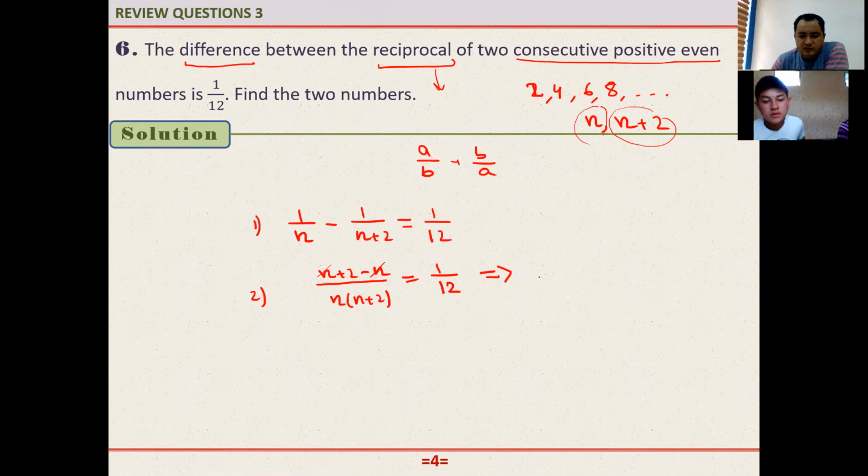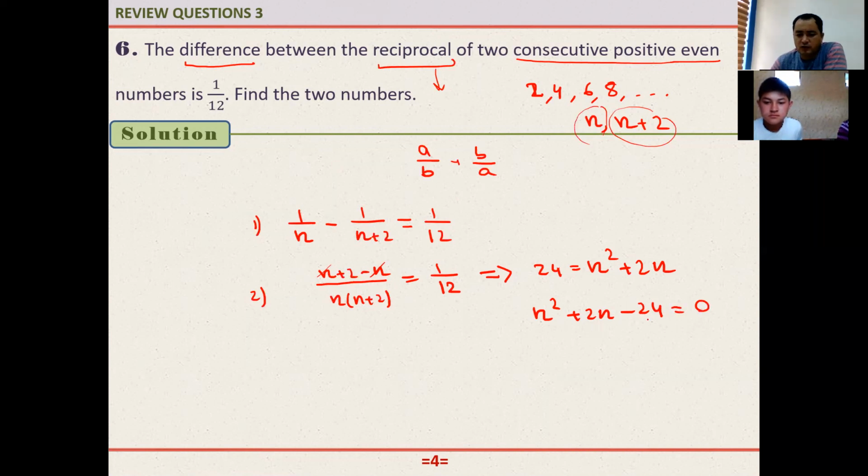So 12 times 2, that is 24. And this one take to this side, 1 times this, that is n squared plus 2n, right? So as you see, we got a quadratic equation here. Bring into the standard form, n squared plus 2n minus 24 equals 0.